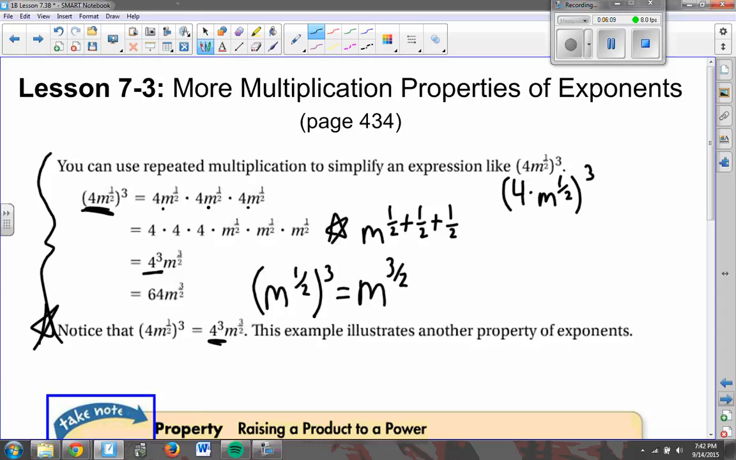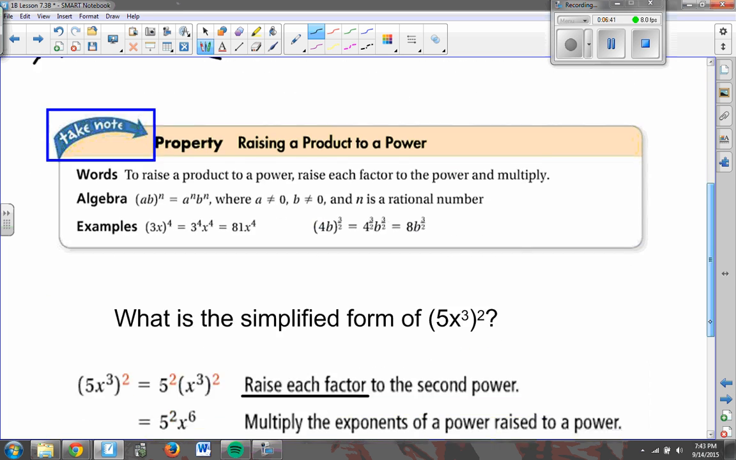That uses our rule from yesterday, that when we raise a power to a power, we just multiply. 1/2 times 3 gives us 3/2. Okay? So really, what we did here is instead of doing 4 times m to the 1/2, all of that to the third, we just get to do each piece, the 4 and the m to the 1/2, each of those to the third power. That is summarized in your property or your rule at the top of page 435. So when you're comfortable with that example, go there with me, please.